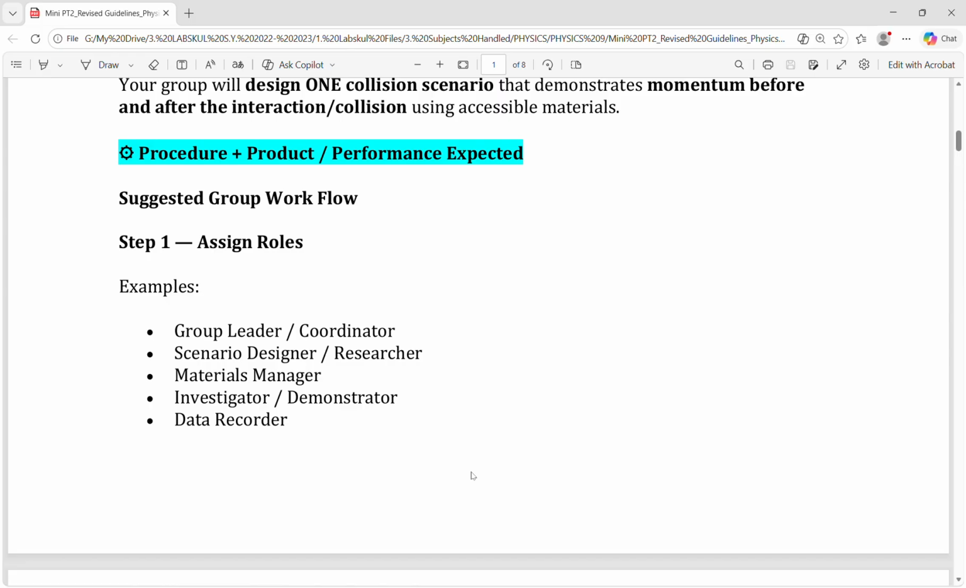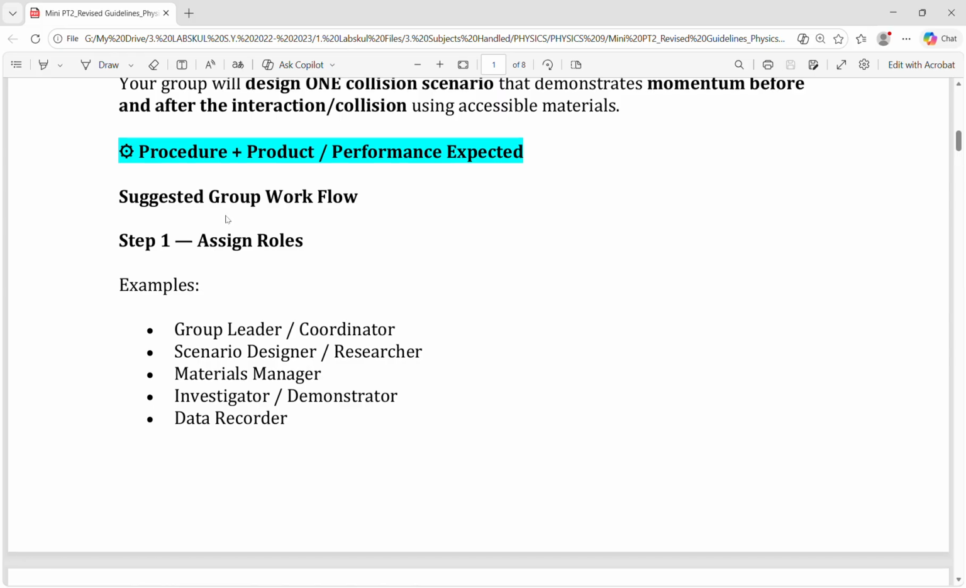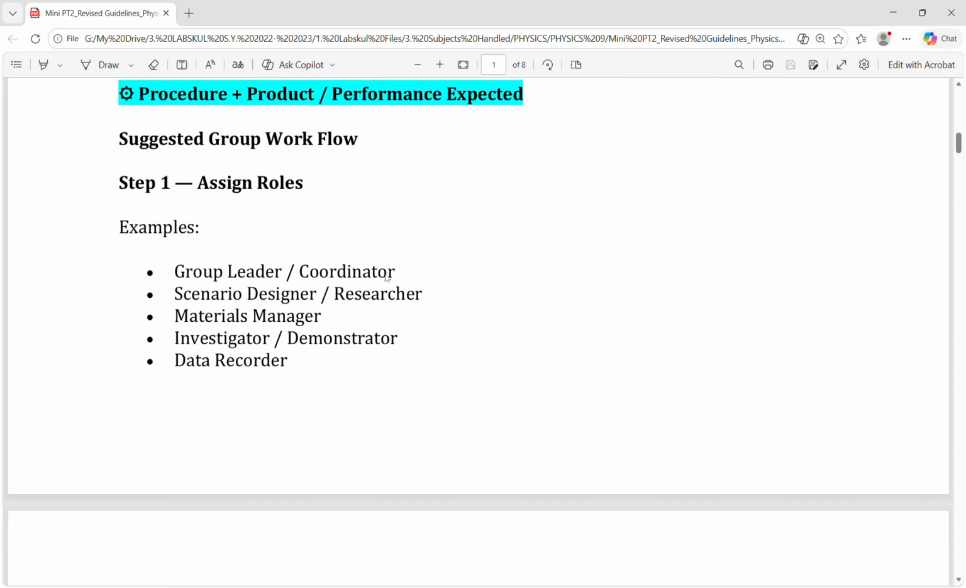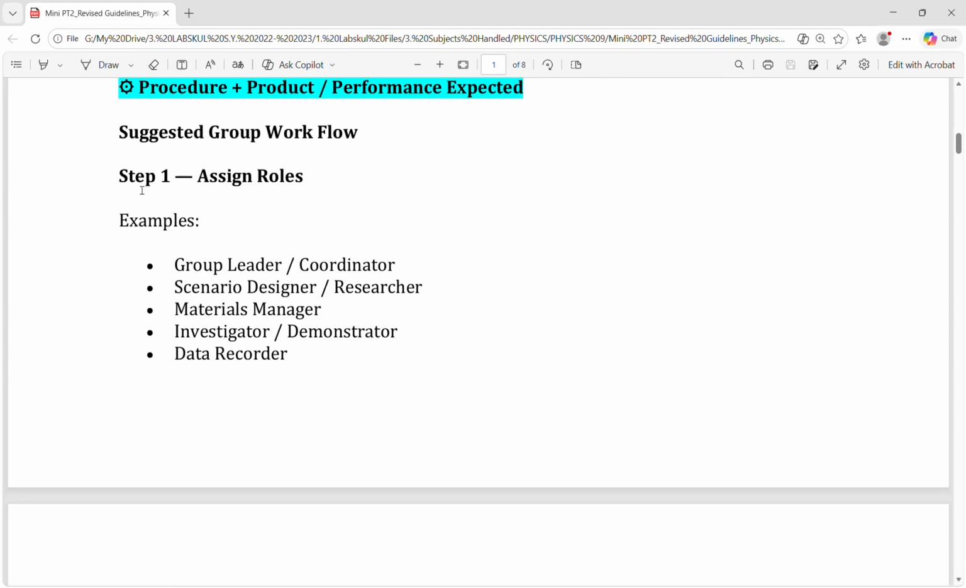Now, for the next part of the framework, the procedure, and after that, I will summarize the products or outputs that you are expected to produce. Each group, you shall assign the steps first. This is the suggested group workflow, so each group should follow it.